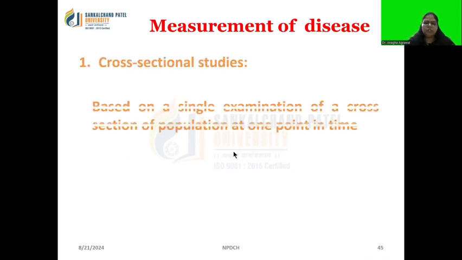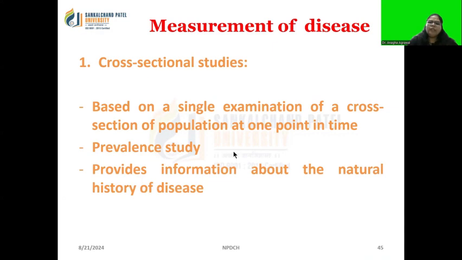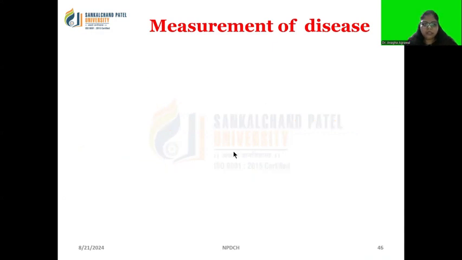using a cross-sectional study. It is based on a single examination of a cross-section of population at one point of time. So cross-section means a cross-section in time. Only at one point of time, you just take a cross section, means you just go to people once, take whatever information you want, just one interview, and you actually rely on that information, and that information is finalized. So this is done in prevalence studies and provides information about the natural history of that particular disease.